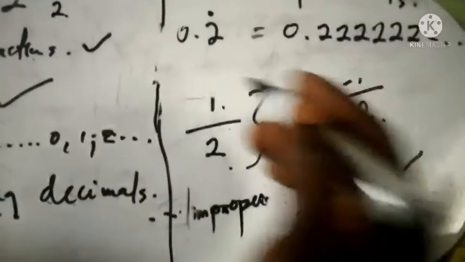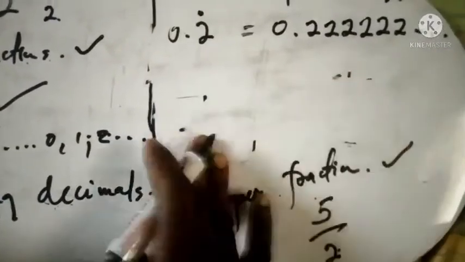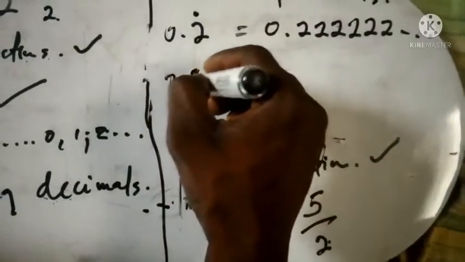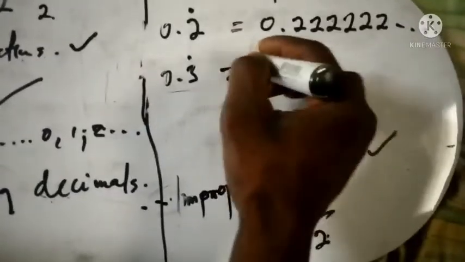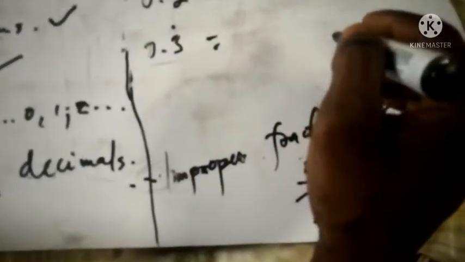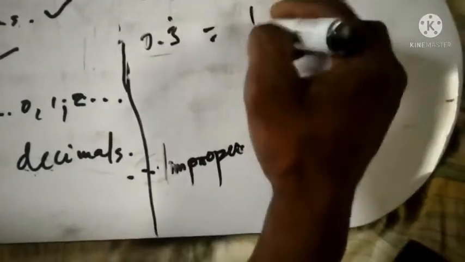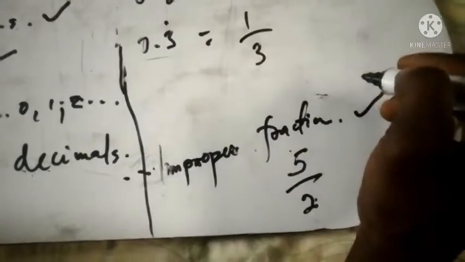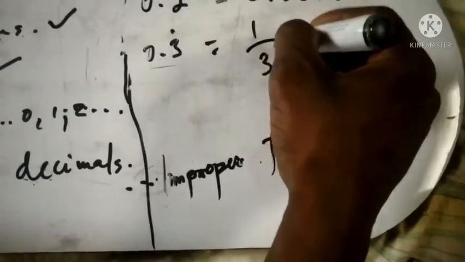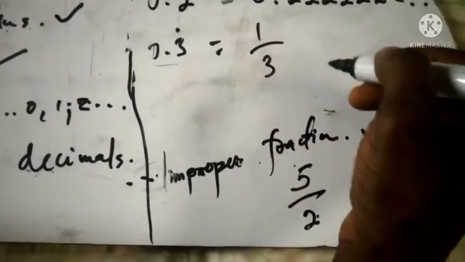Let's say this can be converted into 1/2. Is that okay? So when I have 0.3 with a dot on top here, this can be rewritten as 1/3 over here. Is that okay? You can use a calculator to check this. Just key in the decimal on a calculator and check what you get. So the same thing.